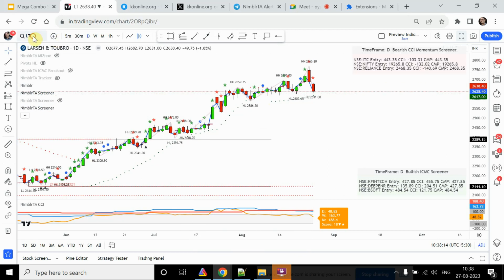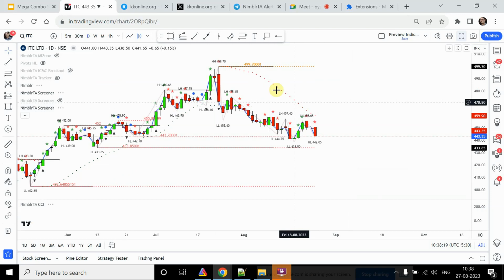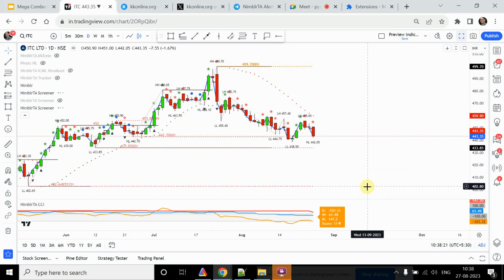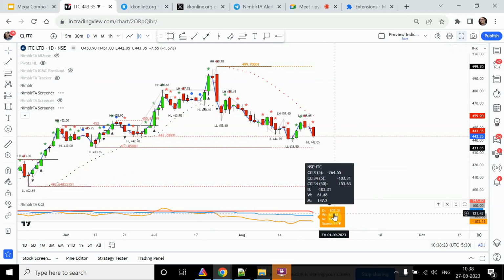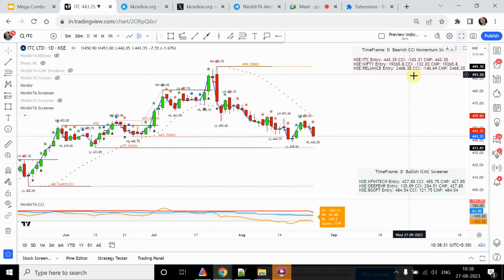So on a daily time frame, I see ITC. In case of ITC, we see the daily value of -101. So for CCI, we are getting a sell value of -101, and the CCI screener has identified that the stock is in bearish momentum and on the sell side. Similarly, Nifty and Reliance are other ones on the daily time frame.